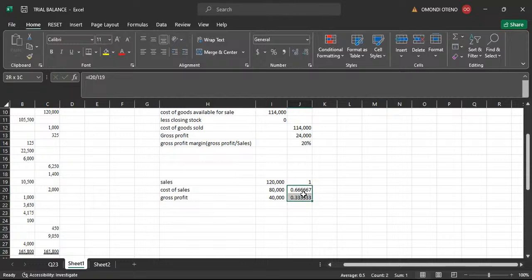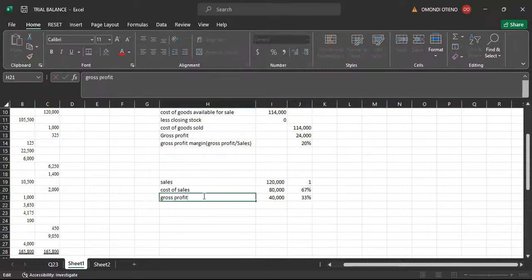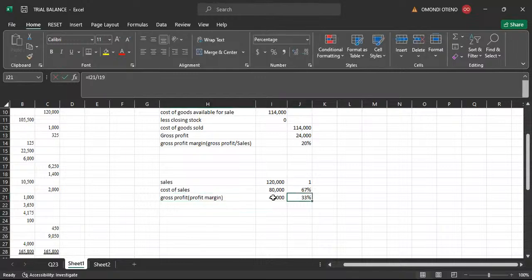So these are the percentages, so just come and insert the percentage so we are able to see them there. These are the percentages we are talking about. And this gross profit ratio is what we call the gross profit margin. It is that gross profit divided by the sales value.